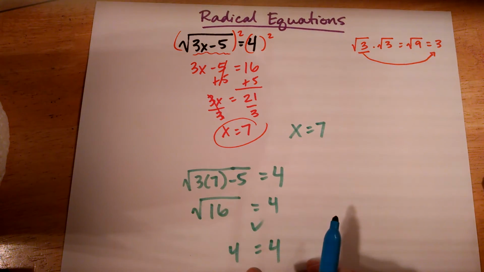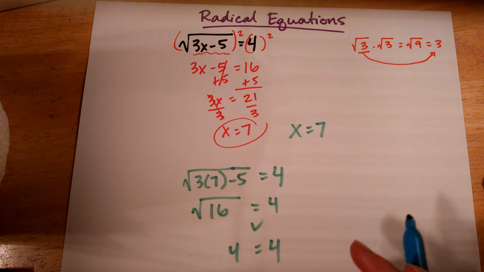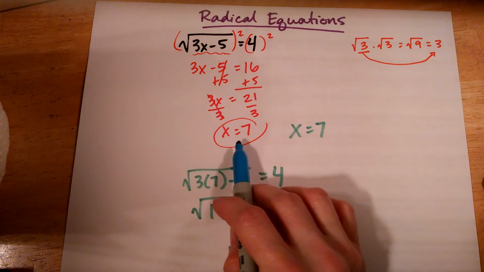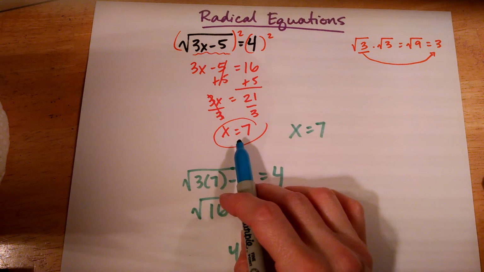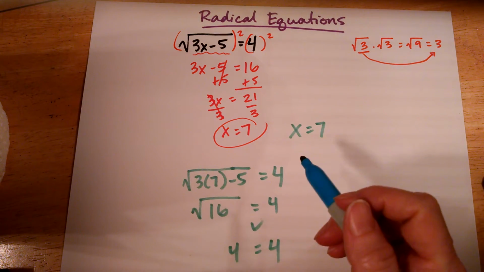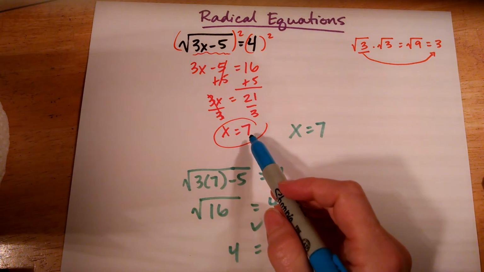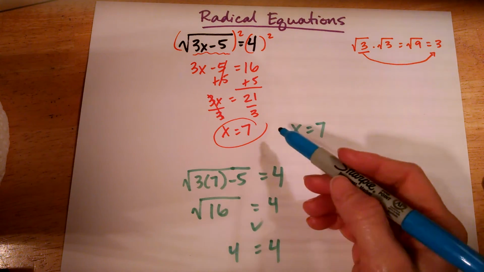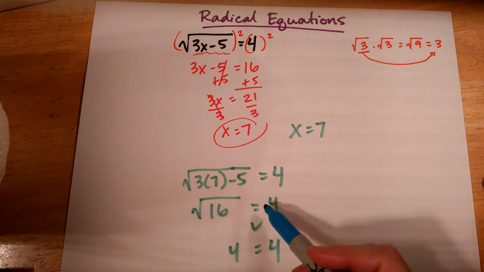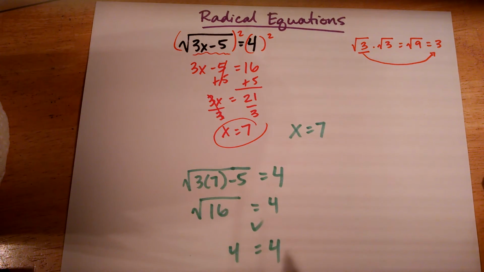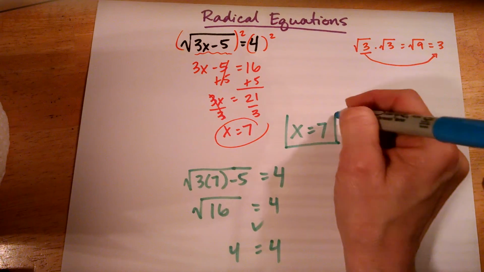Now, if it came out to not be true, like say it was the square root of 21 should equal 4, if that's not true, this answer cannot be true. So then we have no answers, which would mean a no solution situation here. But because the answer that we got when we solved it works in the original equation, we've got an answer. So that's it. x equals 7.